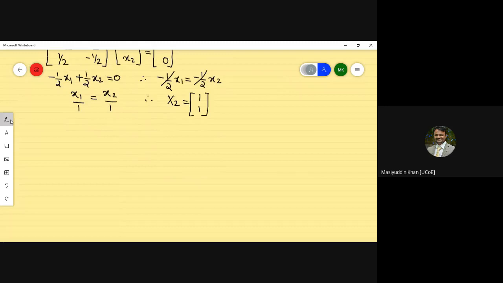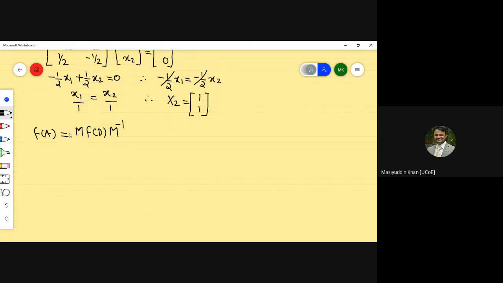Now moving ahead with the next part. As it is, f of A is equal to M into f of D into M inverse. Now M and M inverse we have to get. We should remember these things. The M matrix, if you remember from our last lecture, I told you is known as the transforming matrix.